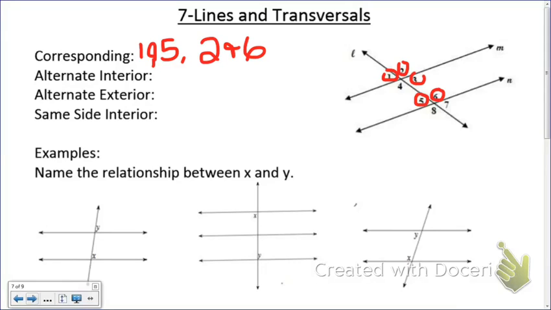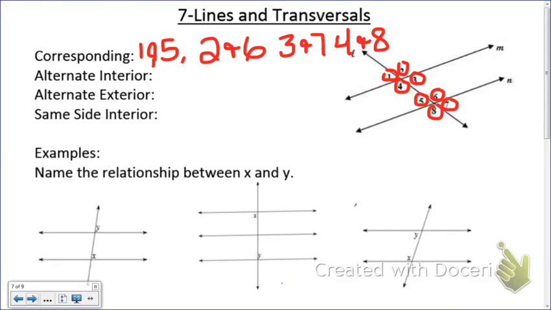Another pair would be 3 and 7. And the last pair would be 4 and 8. Notice those are in the same positions in relation to each individual line and the transversal.